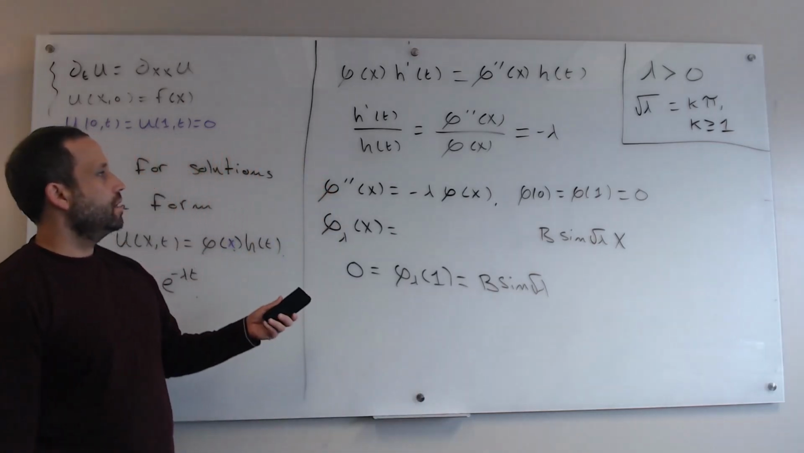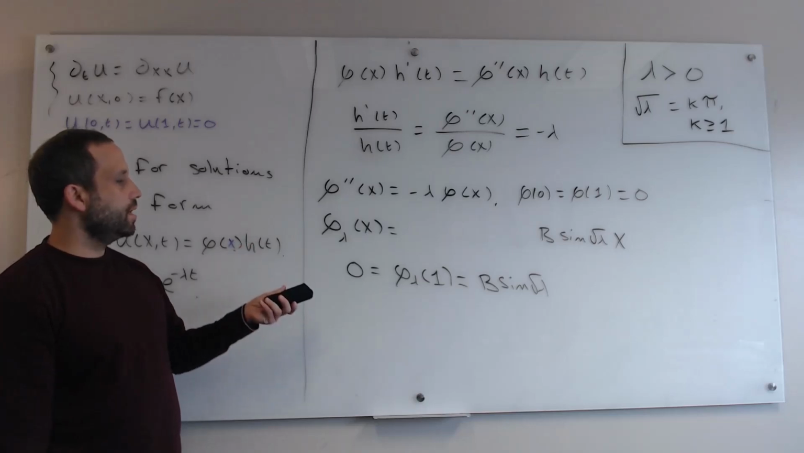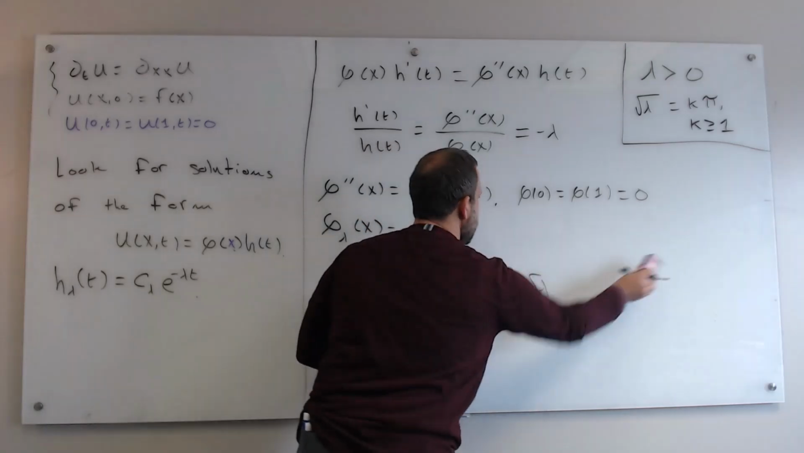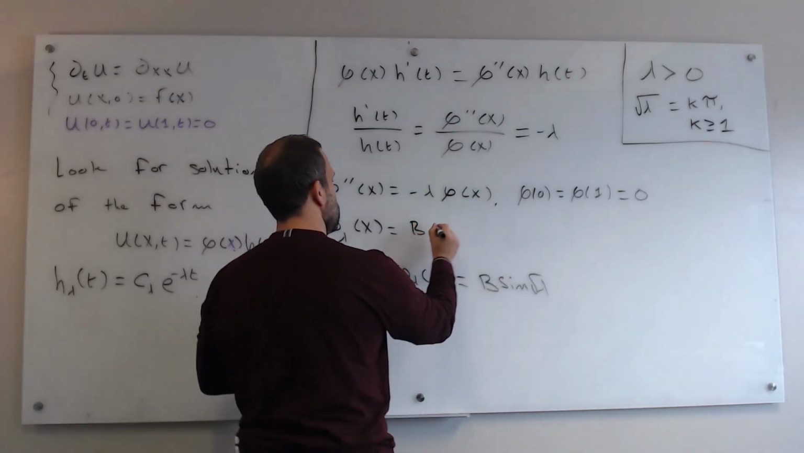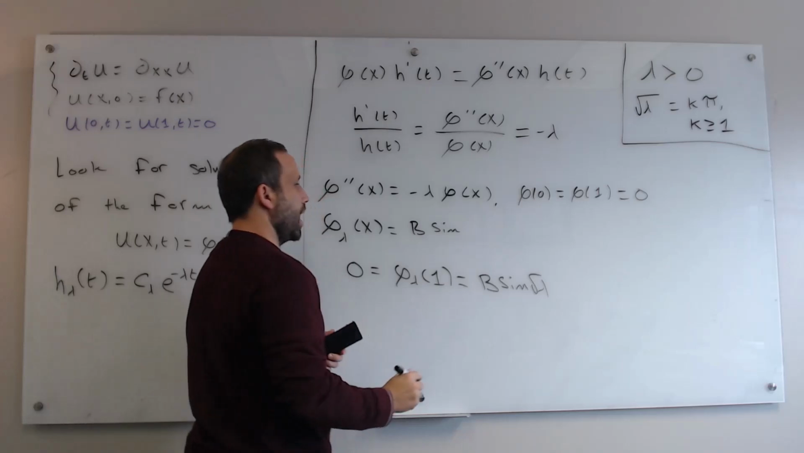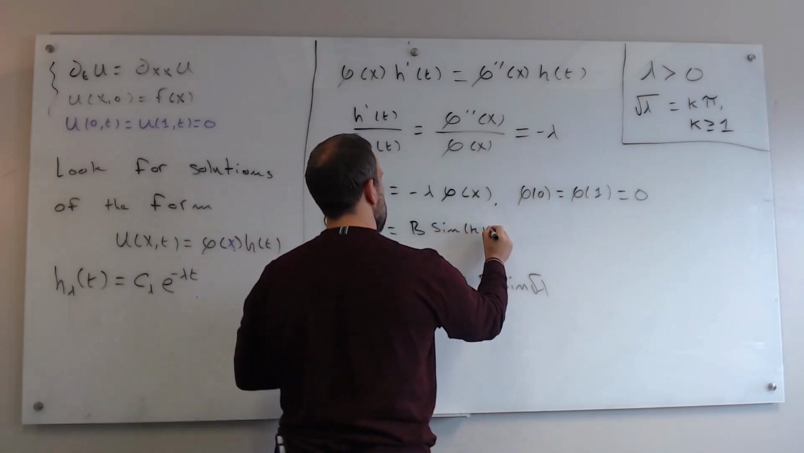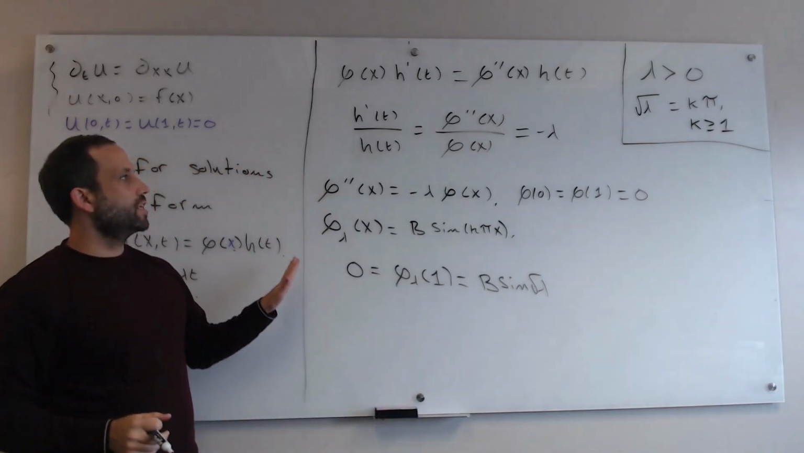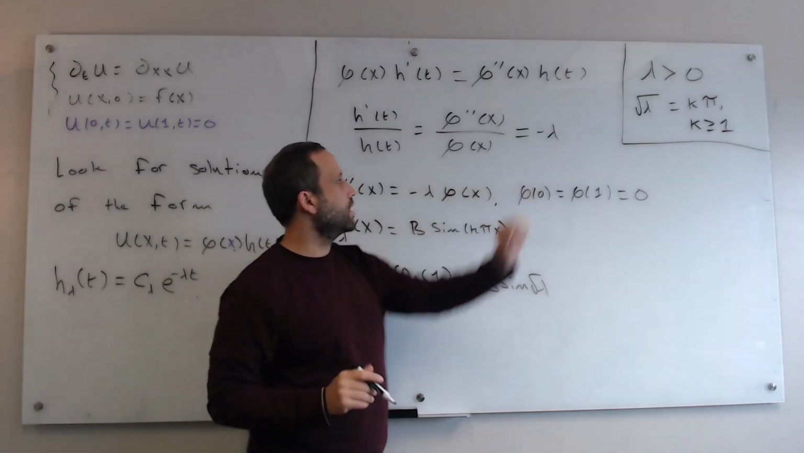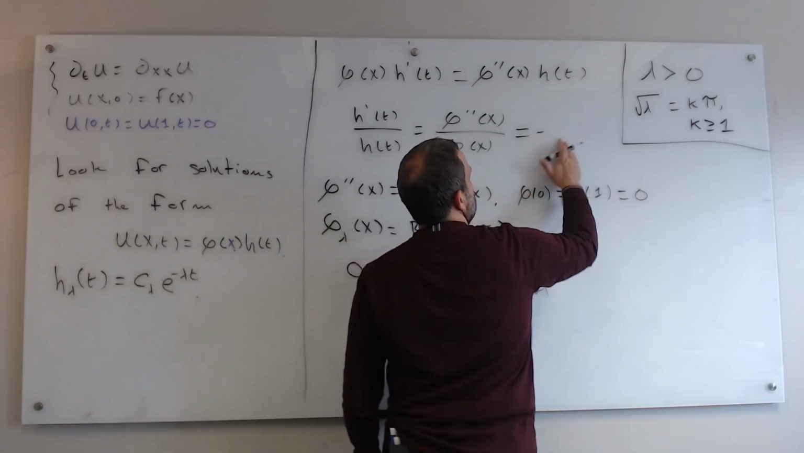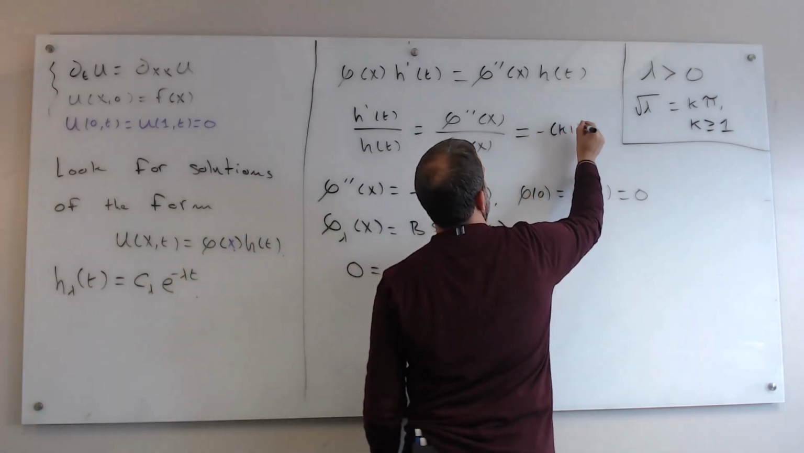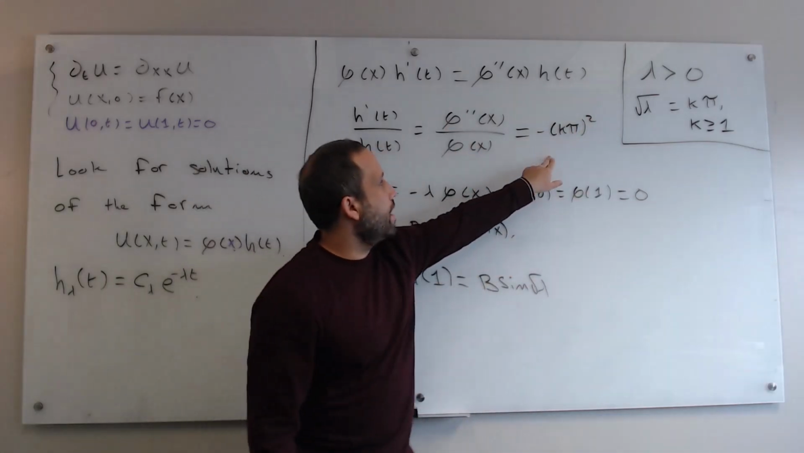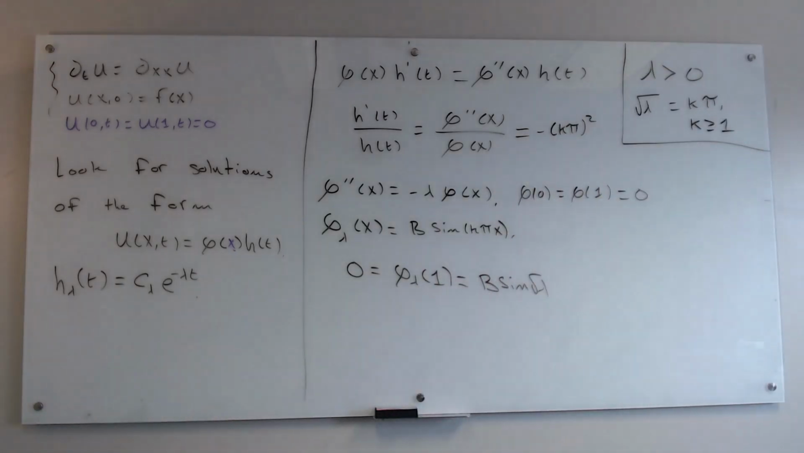Okay, so what does this mean? Phi lambda of x is equal to b times sine of k pi x. So what this tells us is for every k, we're going to get a different lambda here. It's going to be equal to minus k pi squared. So only the values of lambda that satisfy that are going to give us a solution.